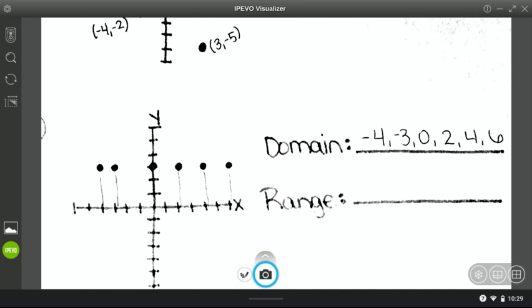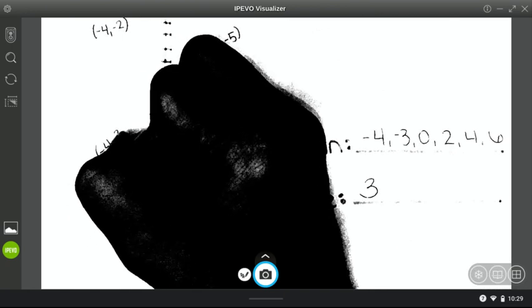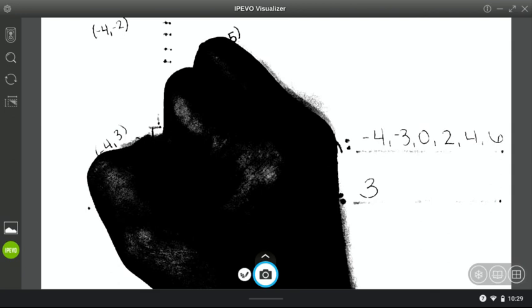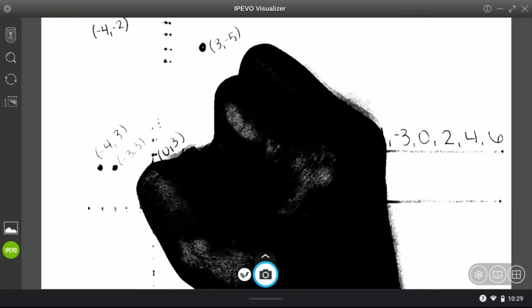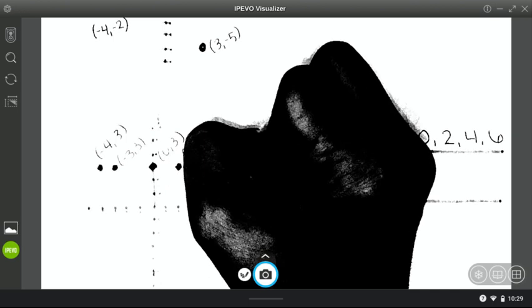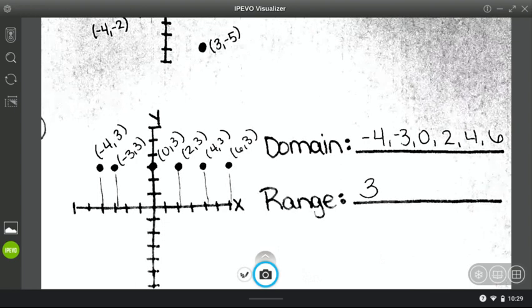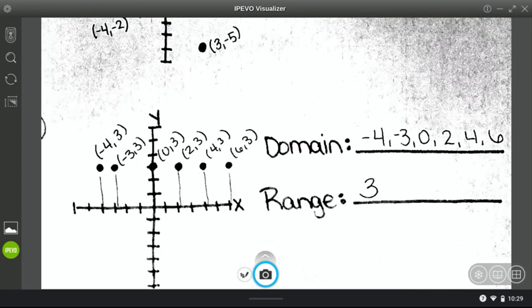Now what about the range? 3. They're all threes, right? Because this point is -4, 3. This is -3, 3. This is 0, 3, 2, 3, 4, 3, and 6, 3. So they all have the same range. The domains are just different.